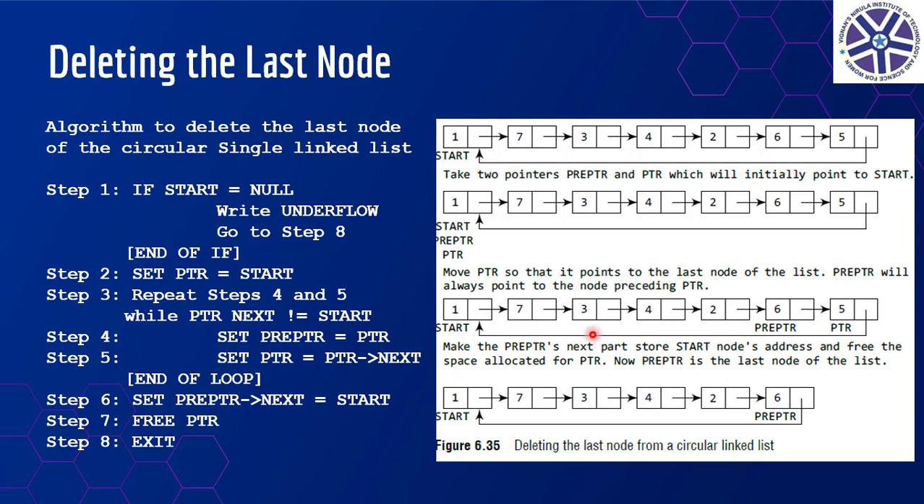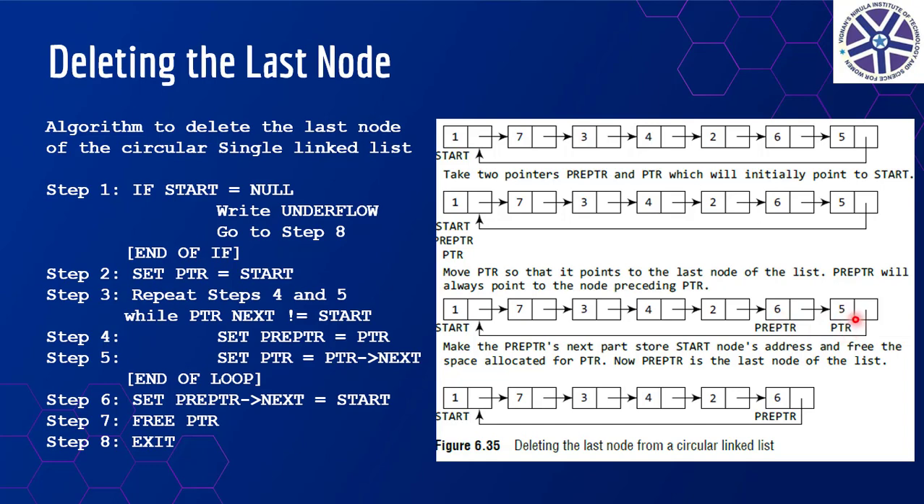Every time the ptr advances, your pre-ptr also follows ptr. The previous node of ptr should be pre-ptr every time. That's why set pre-ptr equal to ptr. If ptr is here, pre-ptr should be here, right? So ptr equal to ptr to next. Like that, every time your pre-ptr follows ptr. Now ptr stops here and pre-ptr stops here, and now what are we going to do?